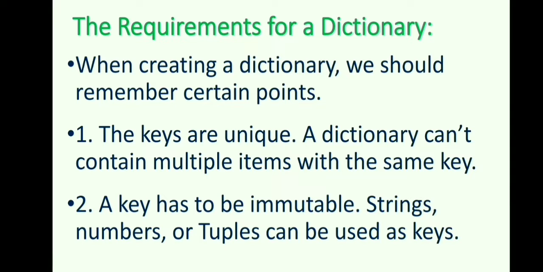2. A key has to be immutable. Strings, numbers, or tuples can be used as keys. A key must be immutable because if it is not, you might change the keys in a dictionary later and end up with two identical keys. And you have just learned you are not allowed to have it. We cannot use list as keys since list can be modified.